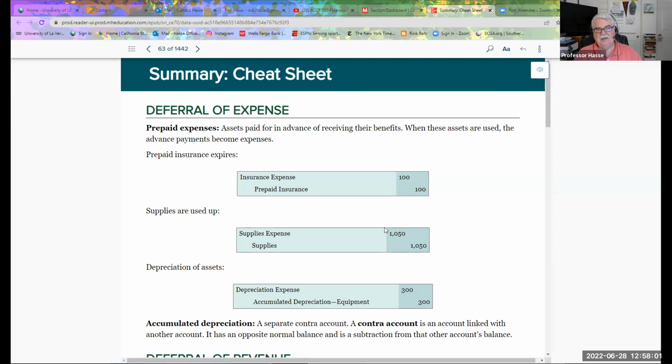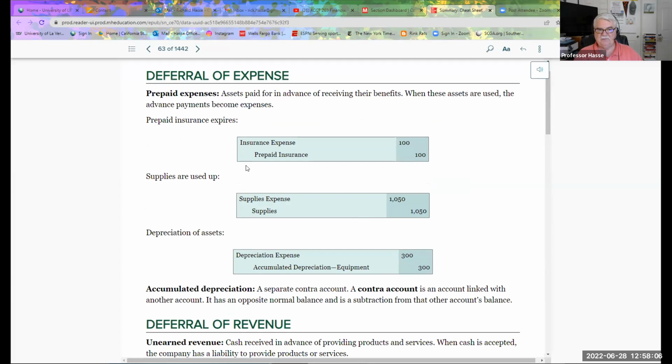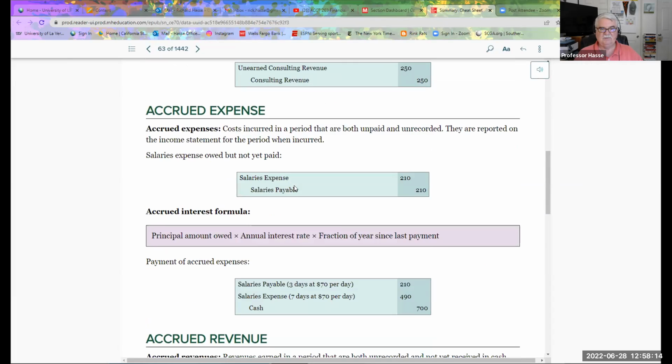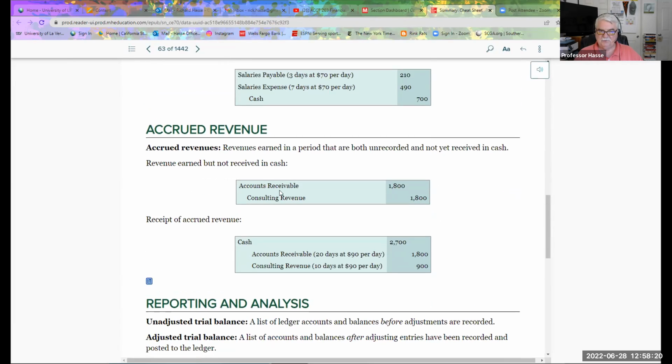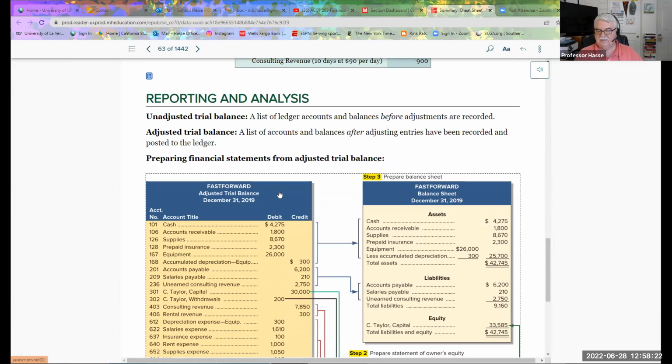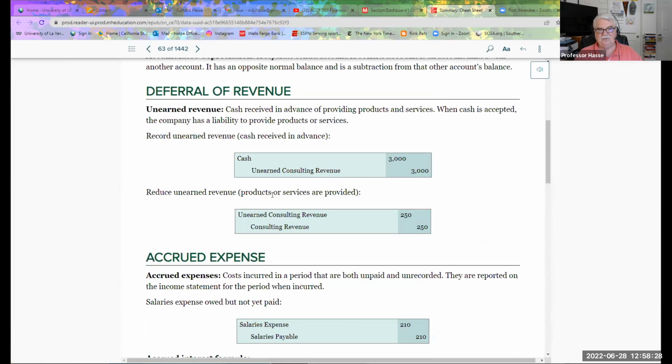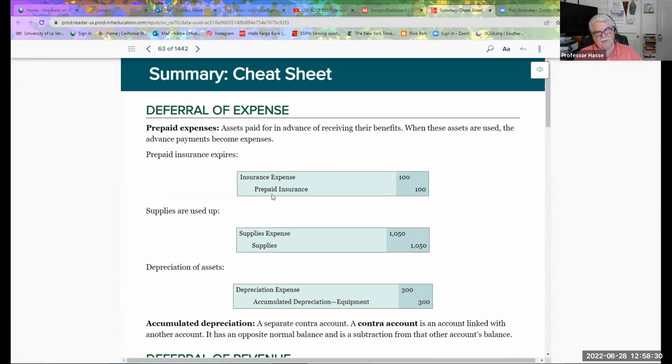For example, on page 63 of your textbook, at the end of chapter 3, there are examples of prepaid expenses journal entries. There are examples of deferral of revenue adjusting journal entries. There's an example of accrued expense journal entries, accrued revenue, the proper way of recording the financials, and this is that slide I have in Blackboard. So again, this cheat sheet at the end of every chapter is a great way to summarize and look for information that you don't understand in the material for that particular chapter. It's a good thing.